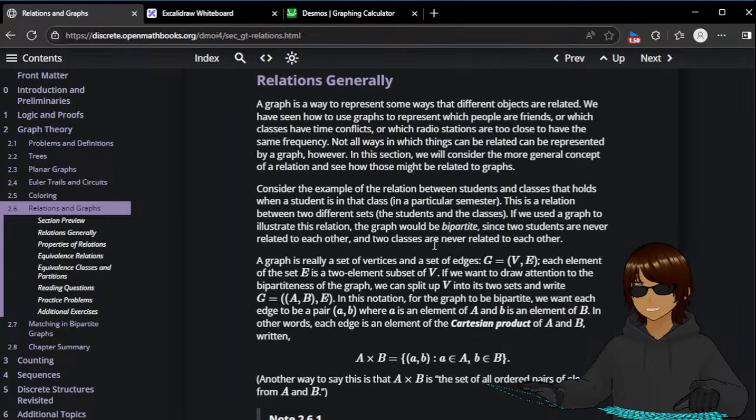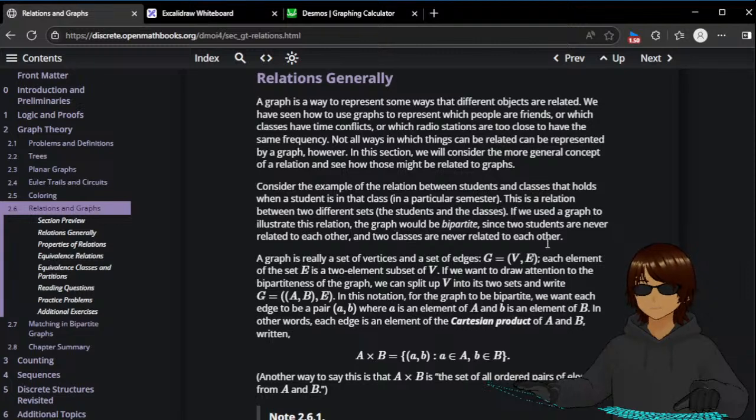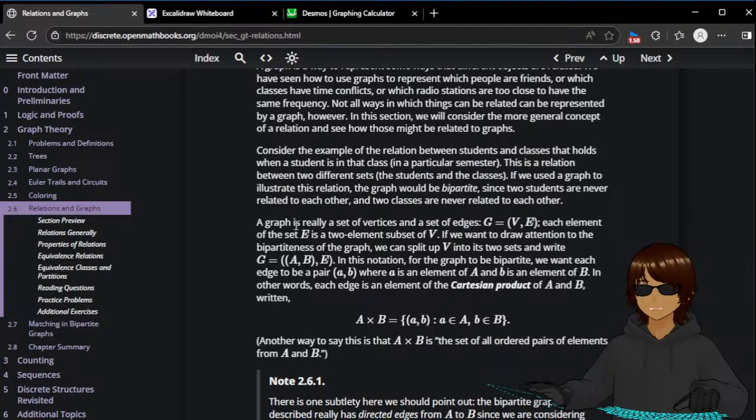Consider the example of the relation between students and classes that holds when a student is in that class in a particular semester. This is a relation between two different sets. If we used a graph to illustrate this relation, the graph would be bipartite, since two students are never related to each other and two classes are never related to each other. A graph is really a set of vertices and a set of edges. Each element of the set E is a two element subset of V.